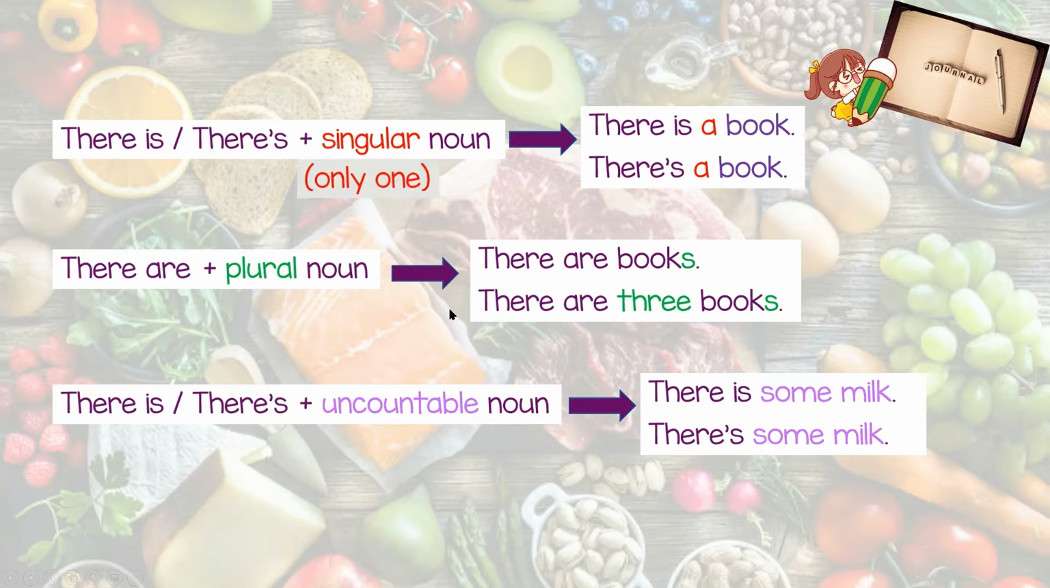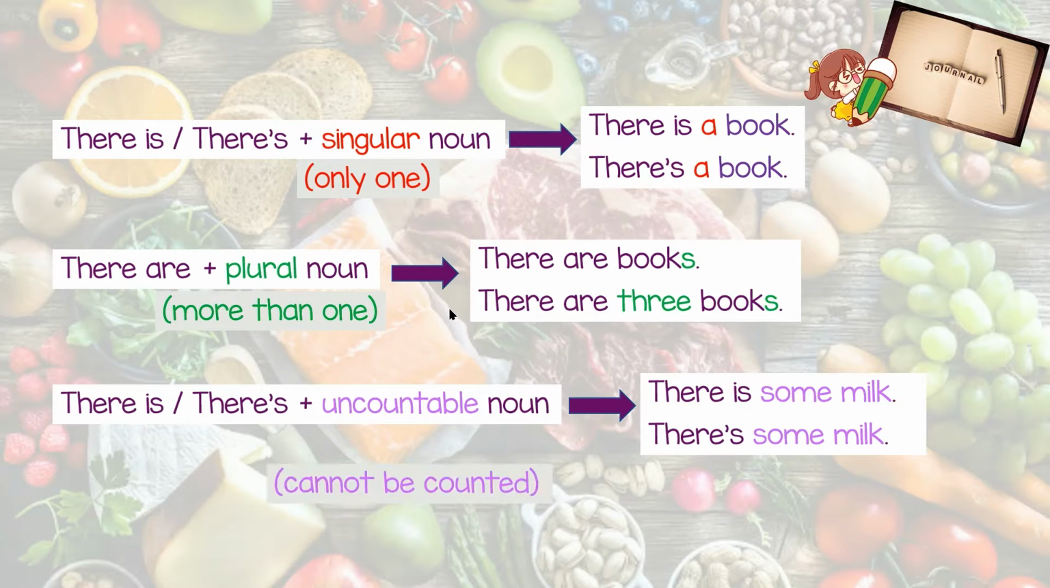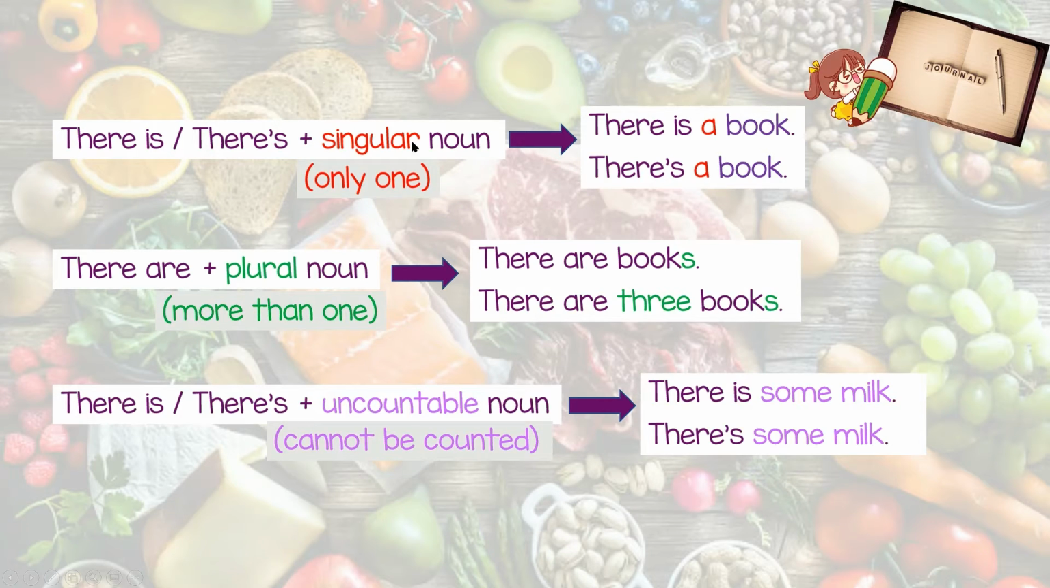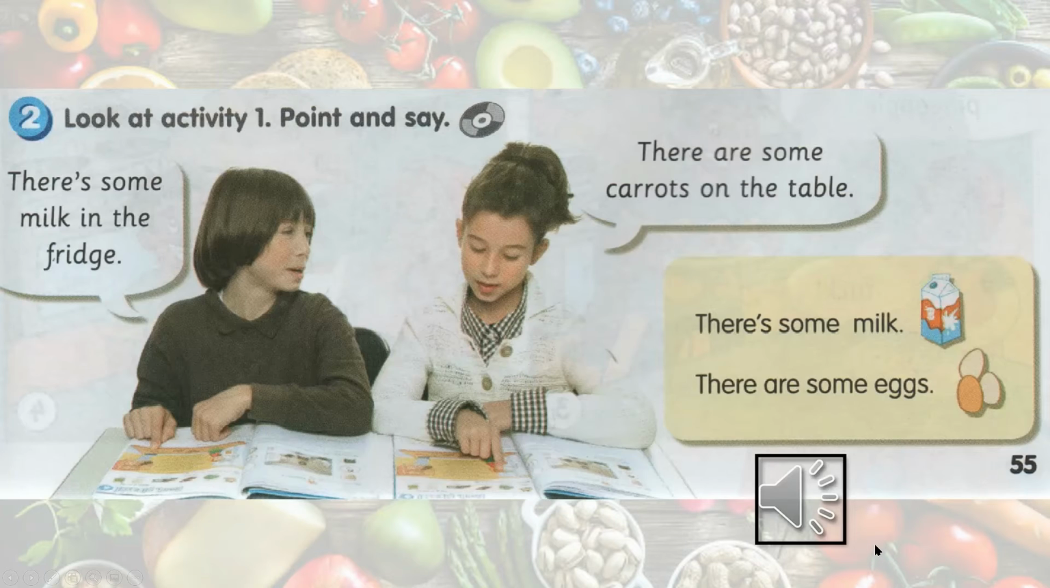Singular means only one. Plural means more than one, and uncountable means cannot be counted. For singular and uncountable nouns, we use there is or there's. For plural nouns, we use there are. Do pause this video here and copy these grammar notes into your journal. Are you done? Now let's listen to the audio.